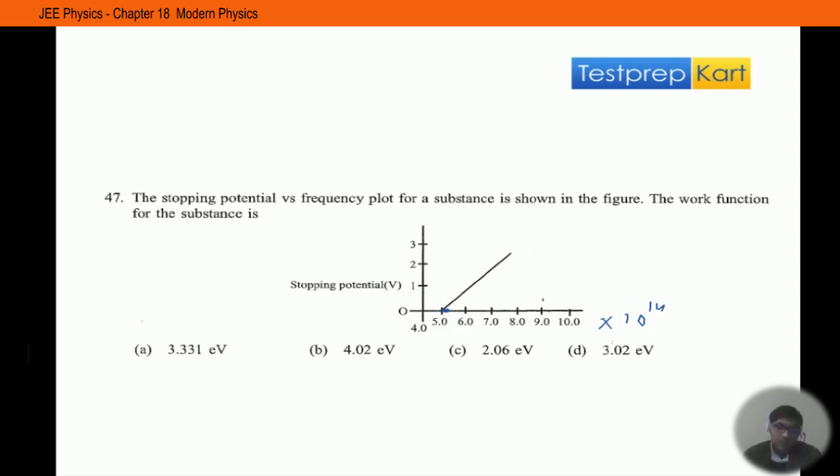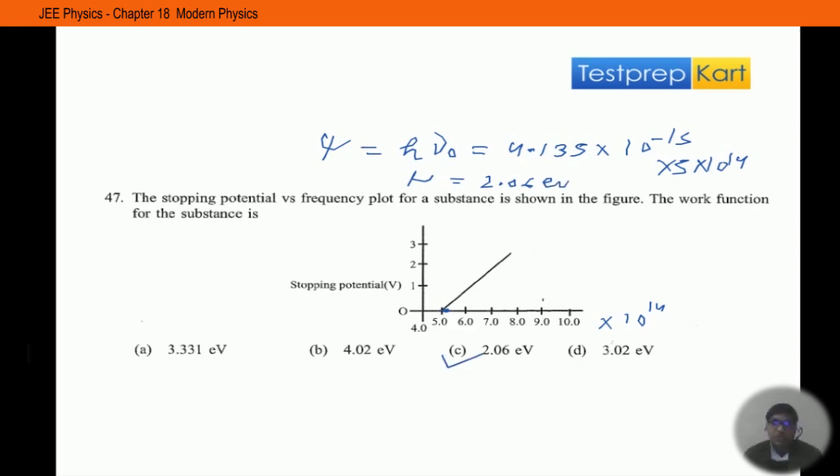Okay. So work function equals h into cutoff frequency. Here answers are given in electron volts, so we need to put the Planck constant in electron volts, that is 4.135 into 10 to the power minus 15, into the cutoff frequency, that is 5 into 10 to the power 14. There is a mistake in this. It is not written. So from here we'll get the work function is equal to 2.06 electron volt. So this option C is correct in this case.